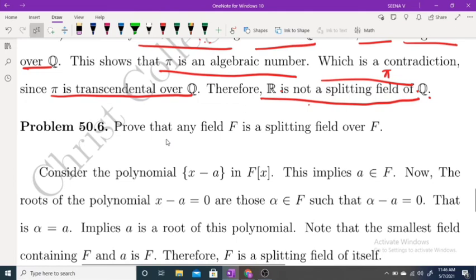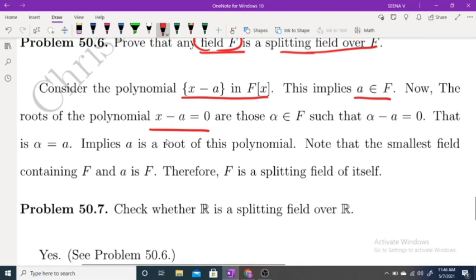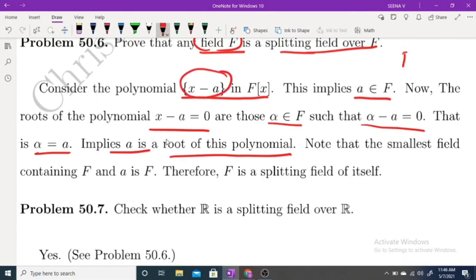Prove that any field F is a splitting field over F. Consider the polynomial x minus a in F of x, where a belongs to F. If you consider x minus a equal to 0, then the roots of this polynomial are those alpha such that alpha minus a equals 0, that is, alpha equals a. That means a is the root of this polynomial. Clearly a belongs to F, and F is the smallest subfield containing F and all the zeros of this polynomial. That means F is a splitting field of this polynomial. This implies clearly F is a splitting field of itself.